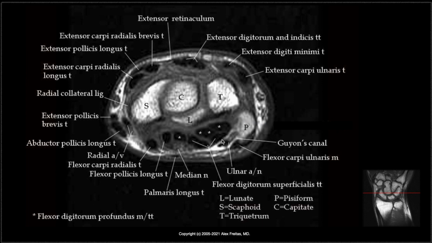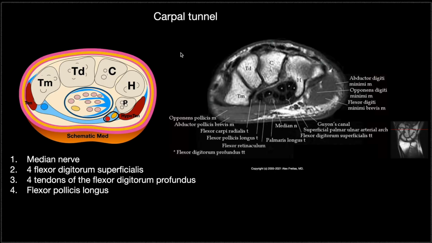And here we can see it is written Guyon's canal. In this canal, as we already talked about, we will see the ulnar artery and nerve. And of course here we see the lunate bone, scaphoid bone, triquetrum, pisiform, and capitate bone. In this slide, I drew schematically the carpal tunnel. So we can see the schematic picture and the MRI picture side by side.